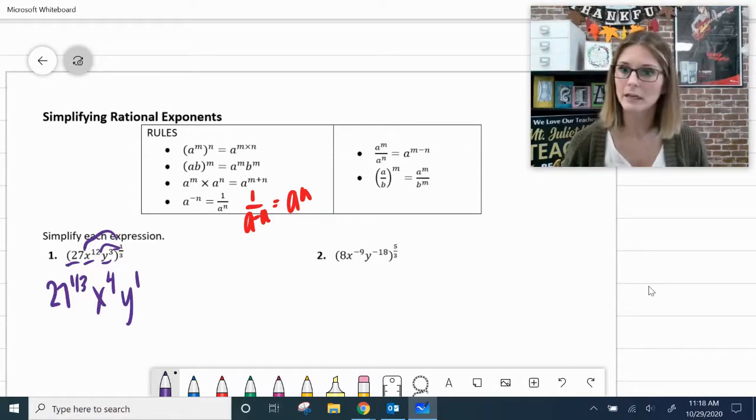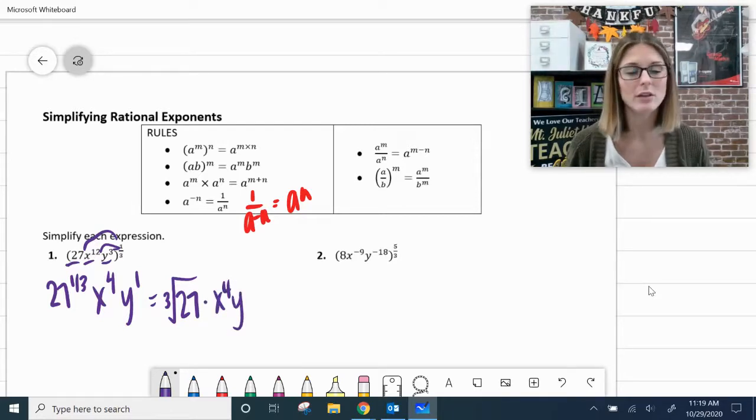Okay, so things are already looking a little bit cleaner. Let's change that fraction exponent into a radical. Since 3 is my denominator, I'm going to have a cube root of 27, then an x to the 4th and a y. The x to the 4th and the y are not in the radical, okay? What is the cube root of 27? Do you remember some of our perfect squares and perfect cubes? The cube root of 27 is 3. It's completely normal, cube root 3. And then we have x to the 4th and y. Final answer, all cleaned up.